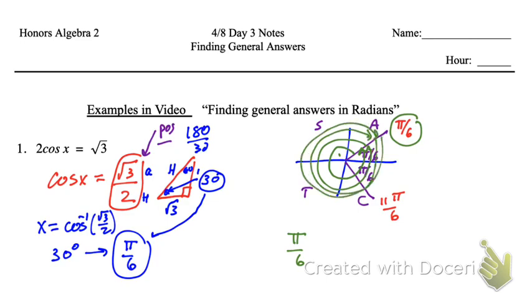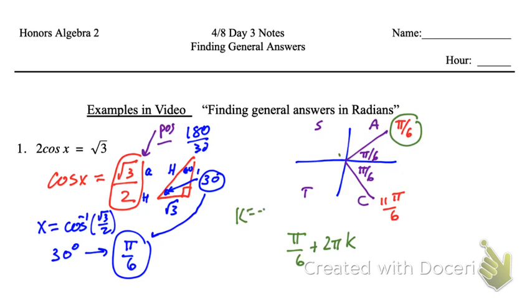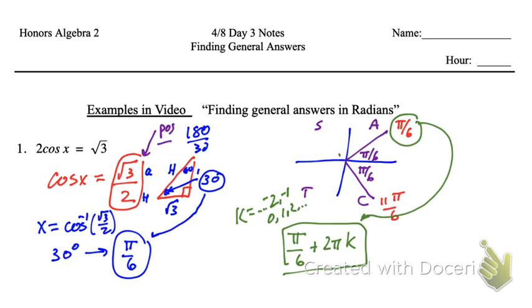All right, let me get rid of all those arrows. But since we're in radians, we're not adding or subtracting 360. We're going to add or subtract 2 pi, and we do it k number of times. Remember, your k is any integer. So negative 2, negative 1, 0, positive 1, positive 2, and so on. So that takes care of pi over 6 and every other one of its coterminal answers.